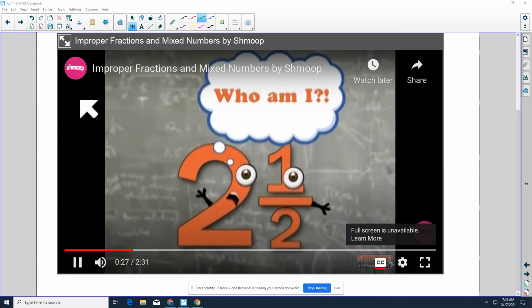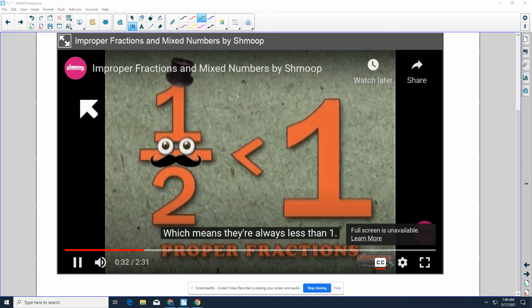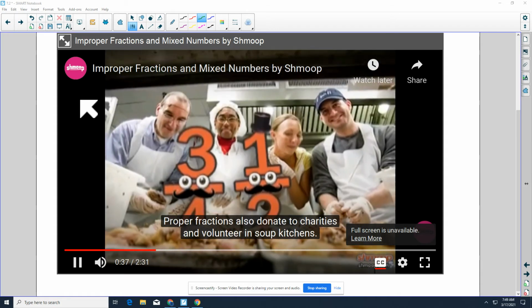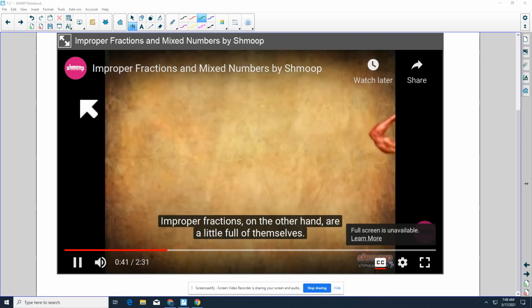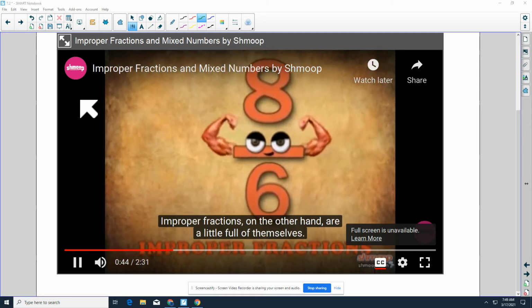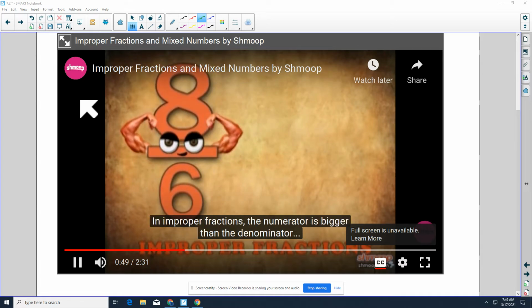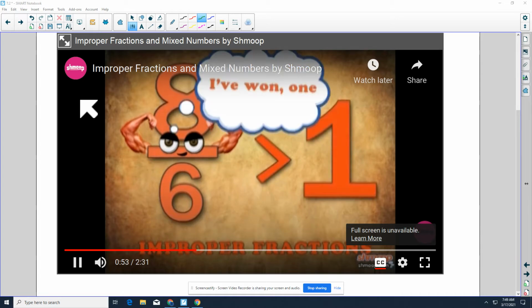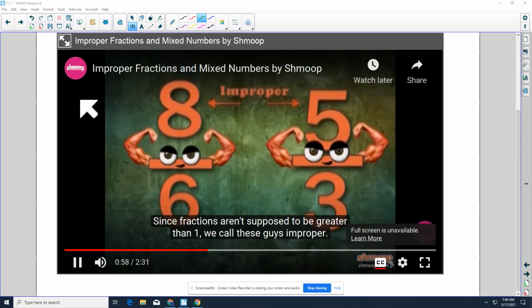Who am I? Proper fractions have a numerator that's smaller than the denominator, which means they're always less than 1. Proper fractions also donate to charities and volunteer in soup kitchens. They know they're not greater than anyone else around them. Improper fractions, on the other hand, are a little full of themselves. They've got big heads, well, big numerators anyway. In improper fractions, the numerator is bigger than the denominator, which means they're greater than 1. Since fractions aren't supposed to be greater than 1, we call these guys improper. They're a bit on the rude side.